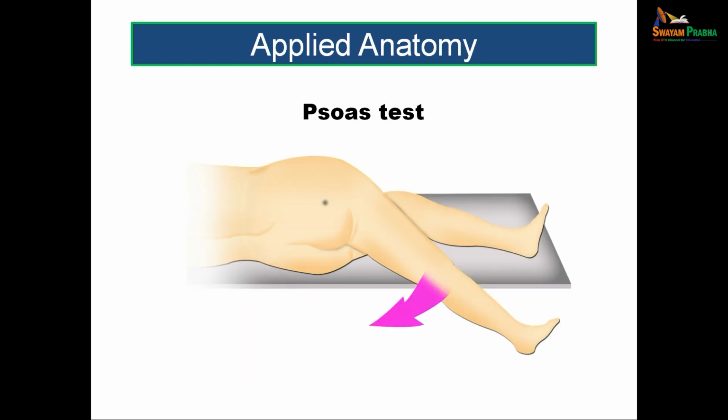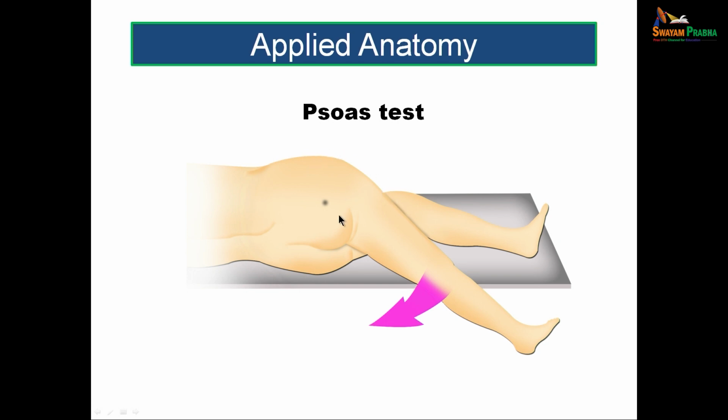Next test is called the psoas test. In this, what we do is try to extend a person's limb at the hip joint and the knee, and when you do this extension, the person will have excruciating pain in the right iliac fossa.